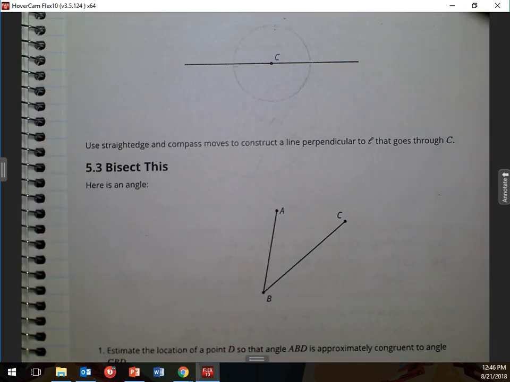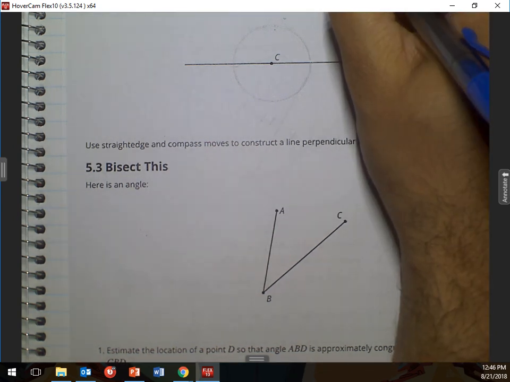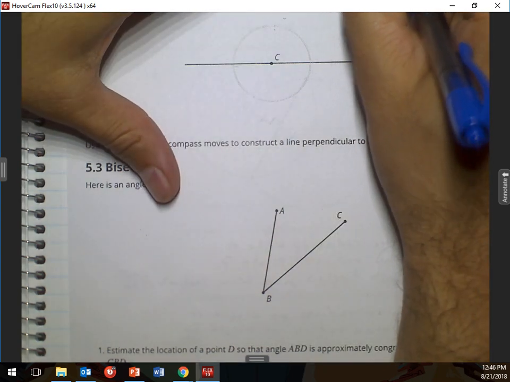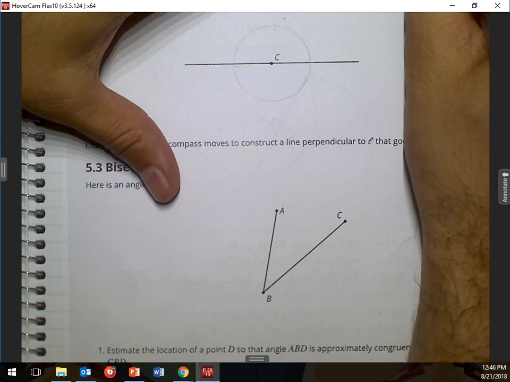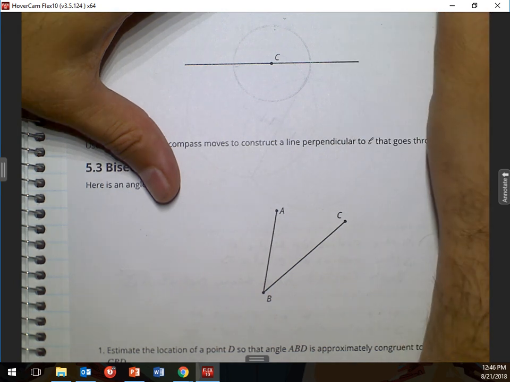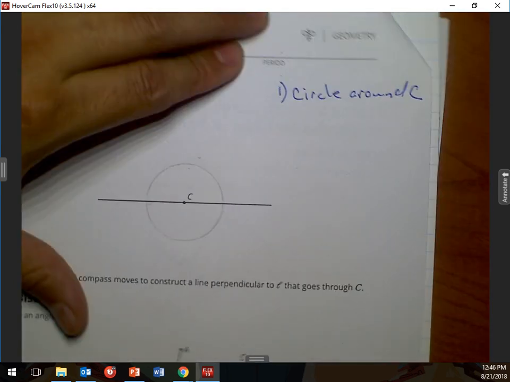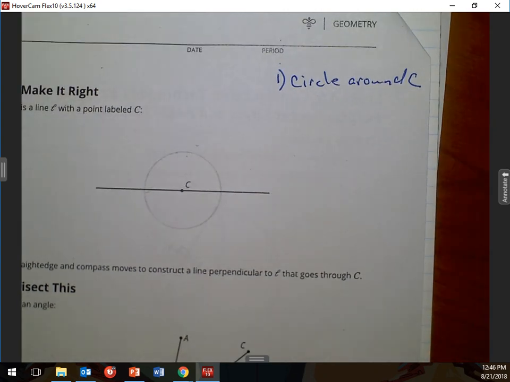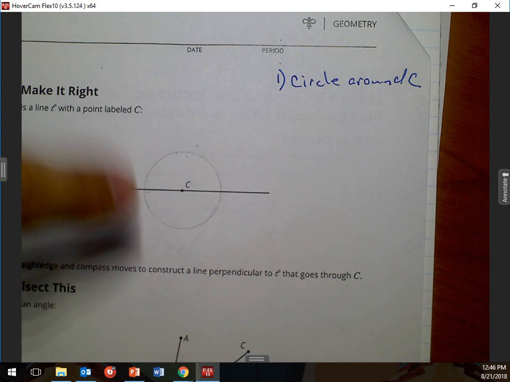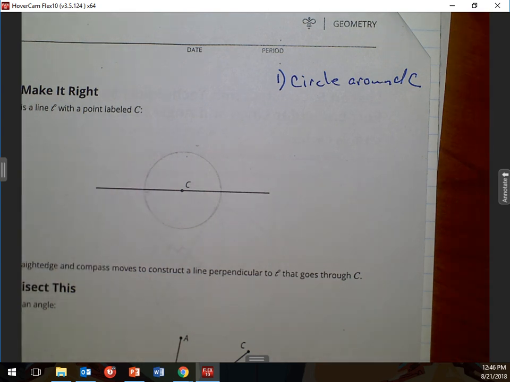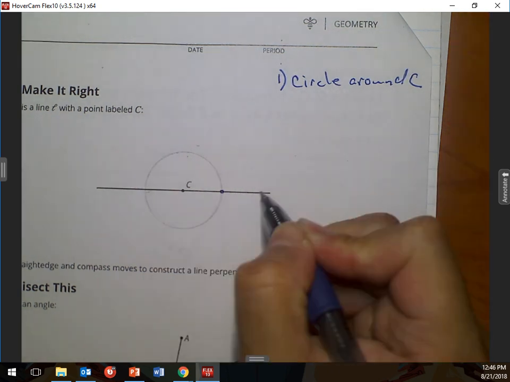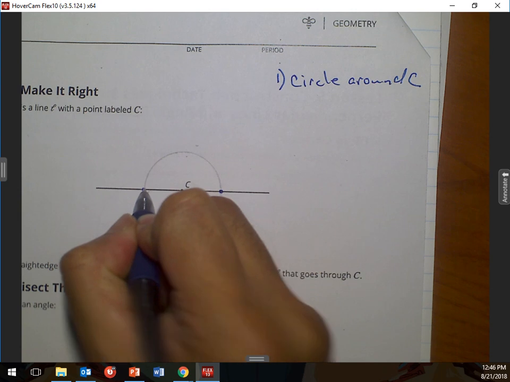Okay, so what was my first instruction? Stab C. Okay, circle around C. There we go. Now, where my circle C intersects the line L, I'm going to put points. So I have an intersection point right here, and I have an intersection point right here.